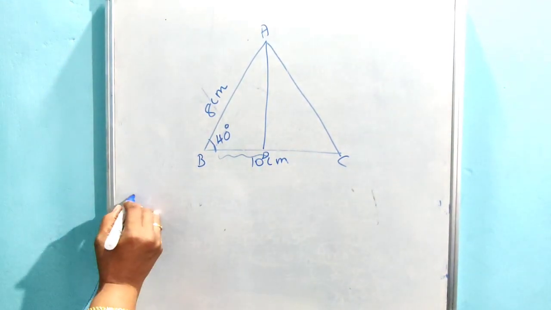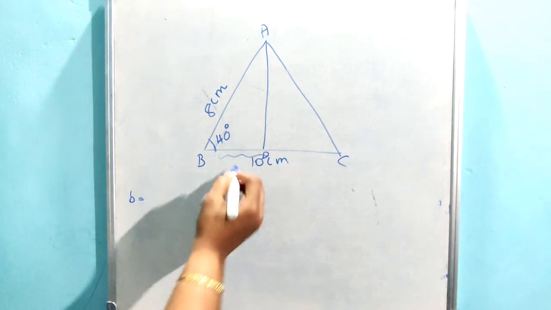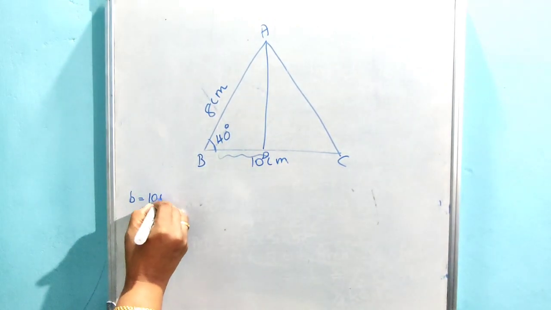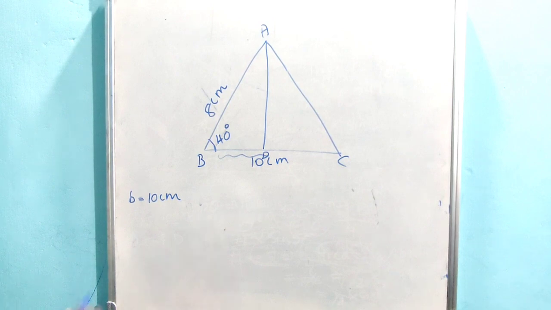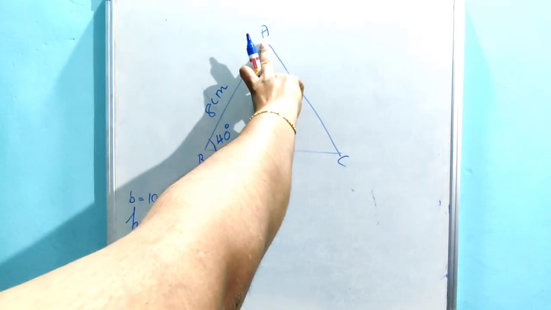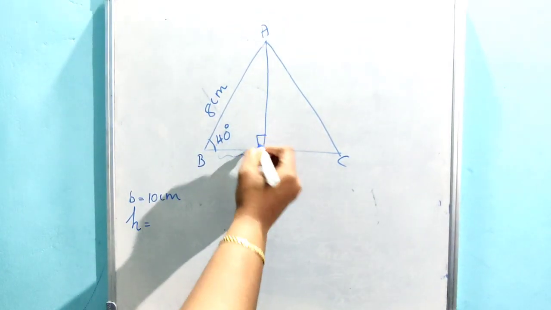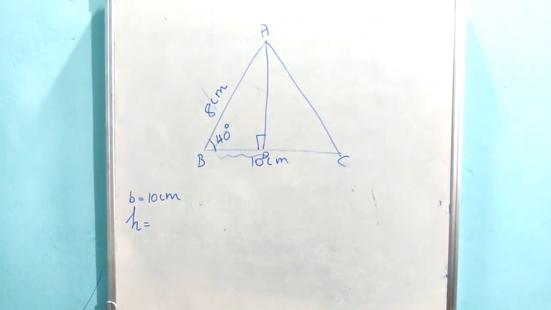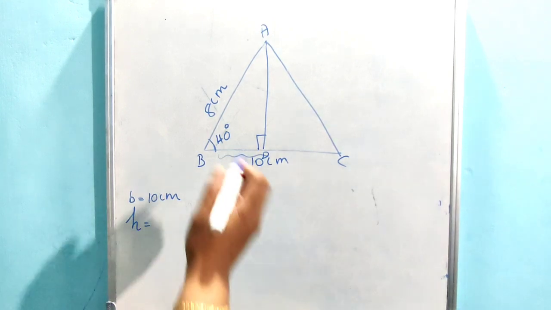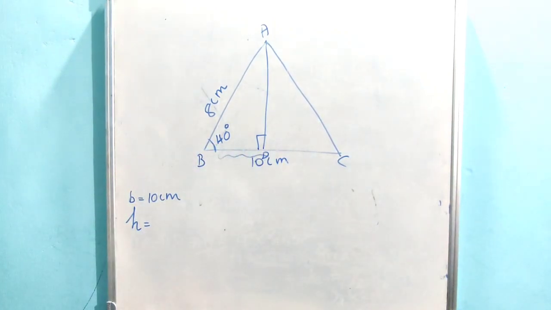Right? So first I am going to write the B. What is B? Base is equal to 10 centimeter. And now we need to calculate the height of the triangle. So this is the perpendicular distance. Perpendicular means this angle is equal to 90 degree. Now we are going to calculate the height.